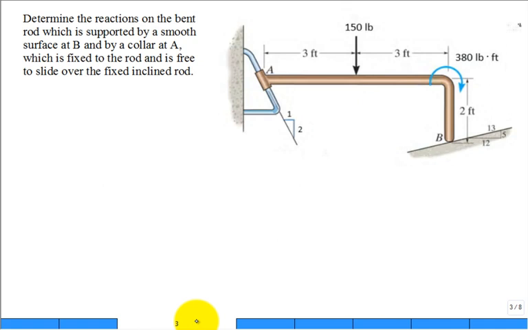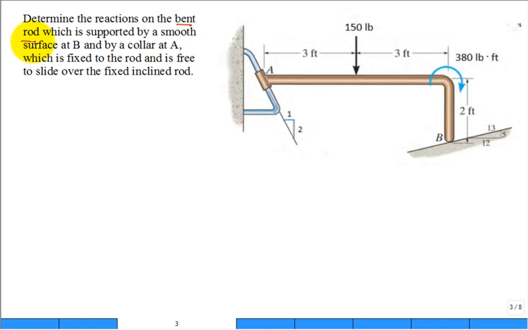Let's solve this problem. It asks for the reactions on the bent rod, which is supported by a smooth surface at B and a collar at A, which is fixed to the rod and is free to slide over the fixed inclined rod. That's a lot of words. So you have to look at it. What is this bent rod that they're talking about?